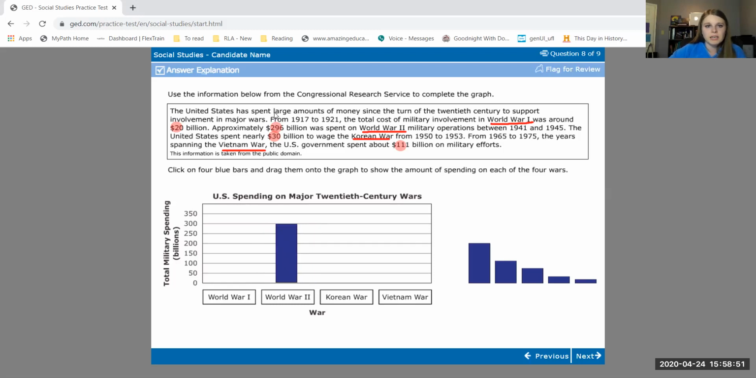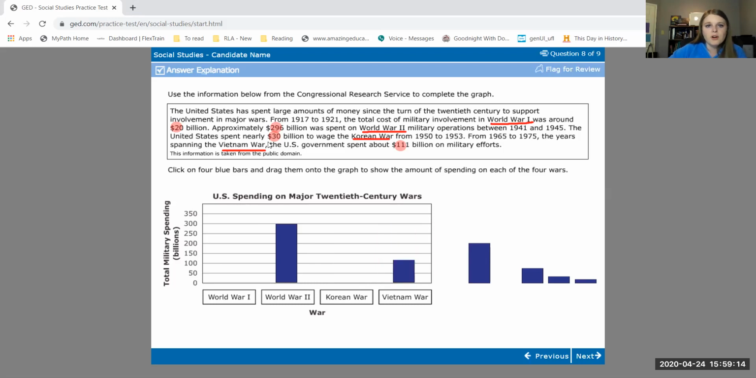All right, the next biggest was 111. So let's try the next biggest bar. And that 111 goes with Vietnam. So I'm going to match it over here for the numbers. Oh, that's close to 200. I don't think that's right. I'm going to try the next one. And that's much closer to 100 or 111 for Vietnam. So I like that one.